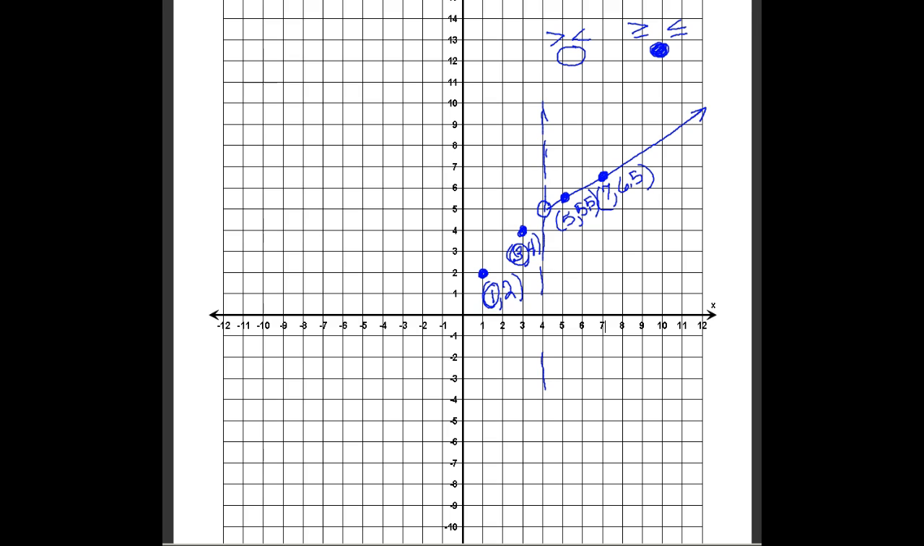I'm just interested in domain. I'm only interested in x's. So based on what this line is that was drawn, I'm starting with x values that are greater than what? Greater than 4. So that's the only thing I want you to do. I just want you to tell me what the domain is.